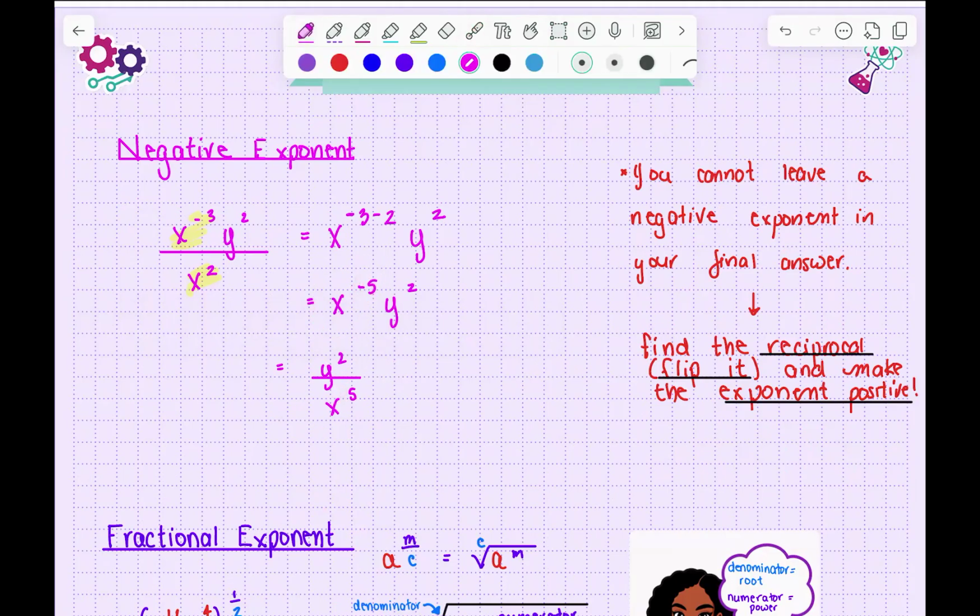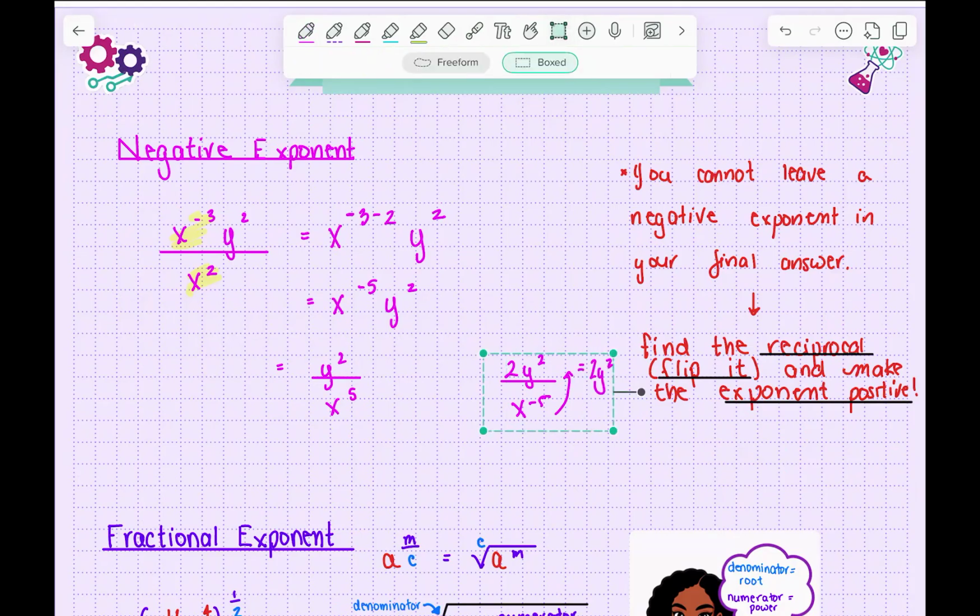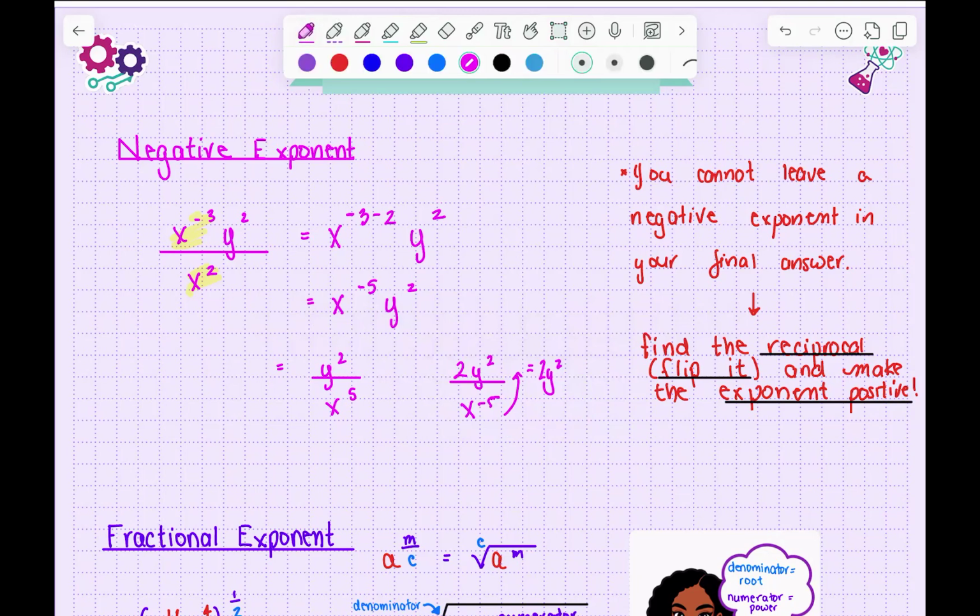If you had something like 2y squared over x to the -5, same thing, you're going to flip it. I am going to bring the x to the -5 to the top, and I'll get 2y squared. Let me just move this over so I don't run into that. Nothing happens to the other part because that's fine. But this is brought up to the top, and then it's +5. So you just flip it, and then it loses its negative sign.